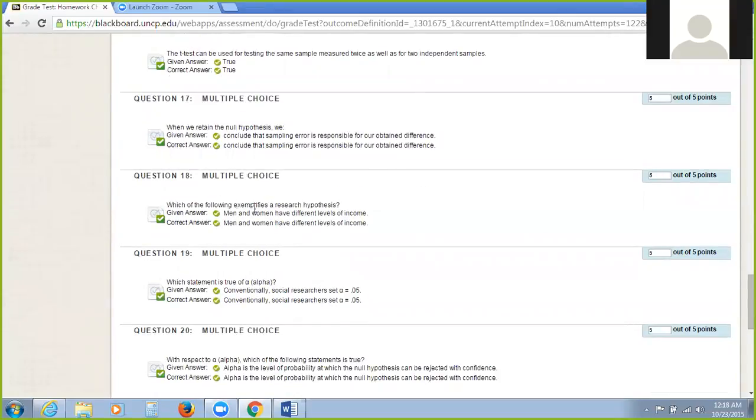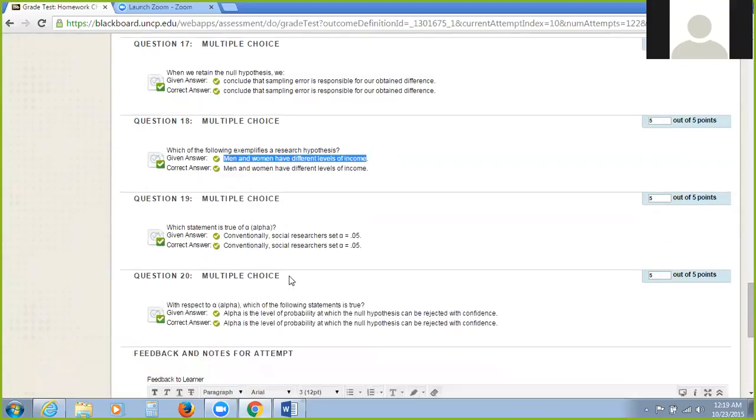Which of the following exemplifies a research hypothesis? Men and women have different levels of income. The reason this is a research hypothesis is because two things are different. If it had been the null hypothesis, it would have said men and women have the same level of income, or gender doesn't matter when looking at income.